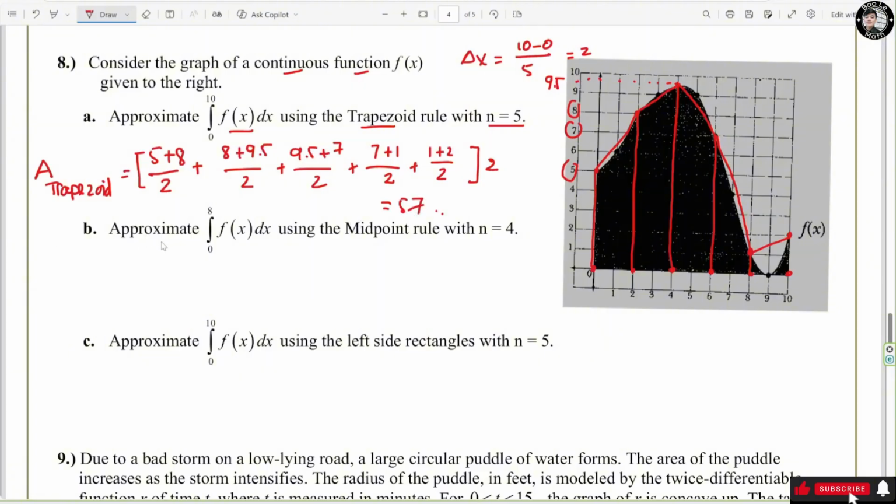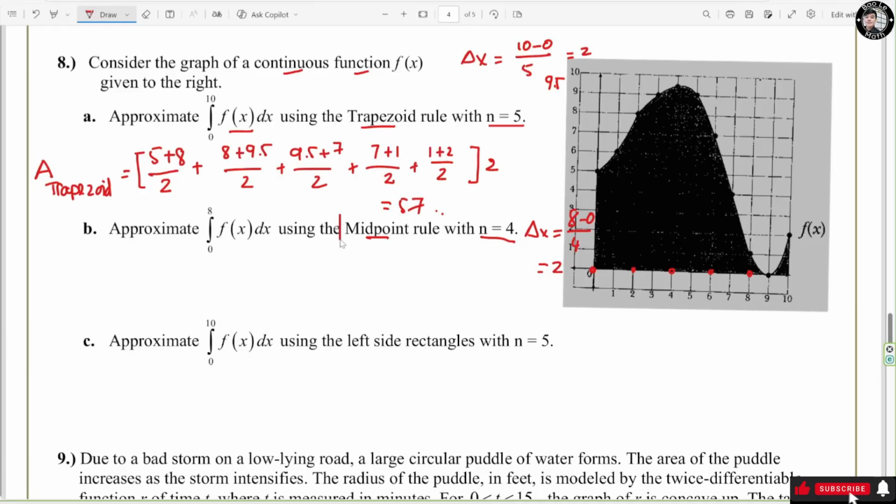Question B. Approximate the interval from 0 to 8 using the midpoint rule where n equals 4. So you have delta s is going to be 8 subtract 0 divided by 4, which is 2, right? So 0 right here and 8 right here. The width is 2, so it could be 1, 2, 3, and 4, right? So you have 4 subintervals.